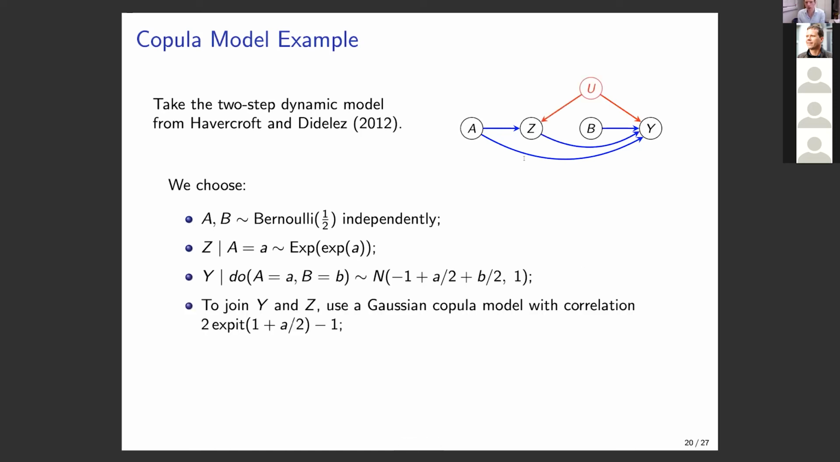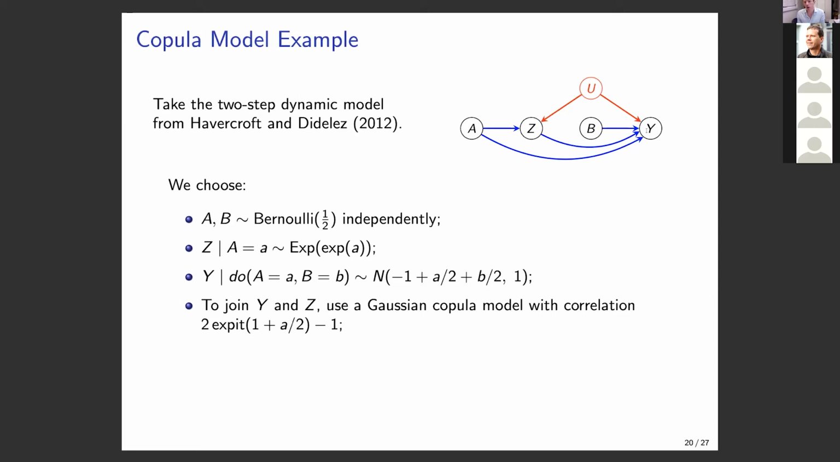And then to join y and z, I'm going to use a Gaussian copula for simplicity. And I pick the correlation parameter to be hyperbolic tan of a half plus a over 4, which is the same as this function here. Using this function is just a way of keeping the correlation between -1 and 1. There's nothing particularly clever about that.